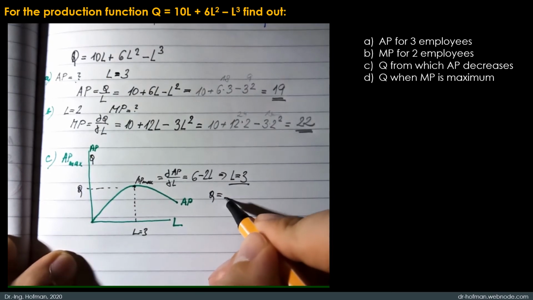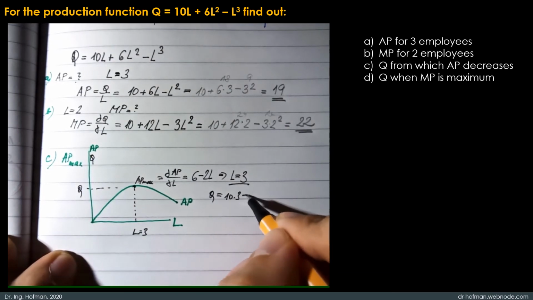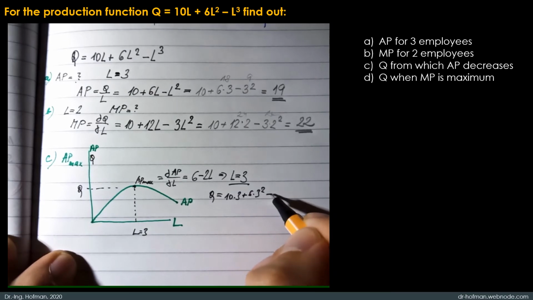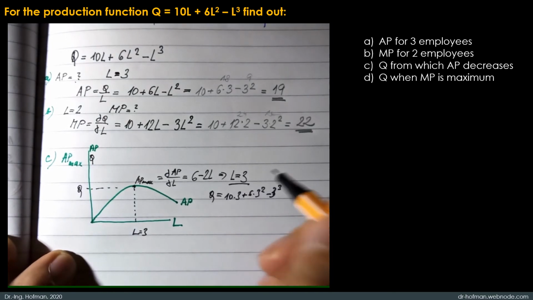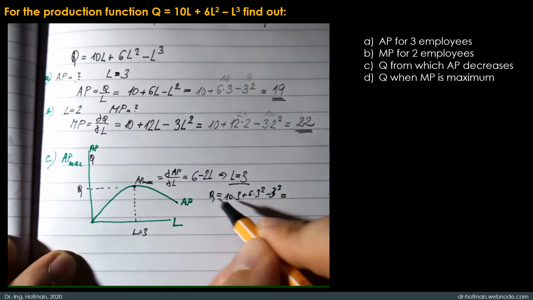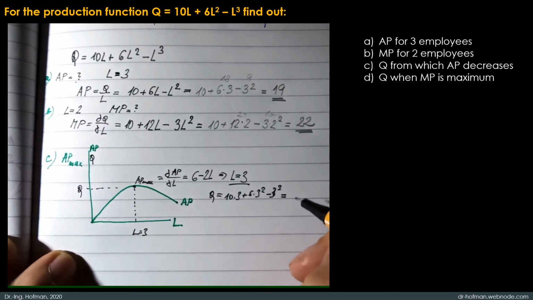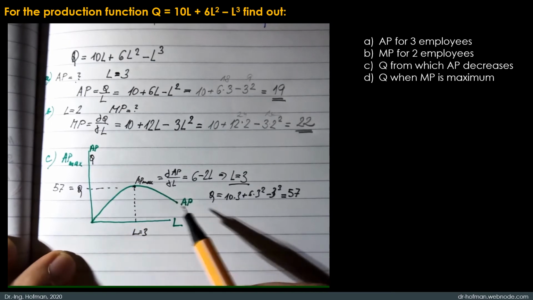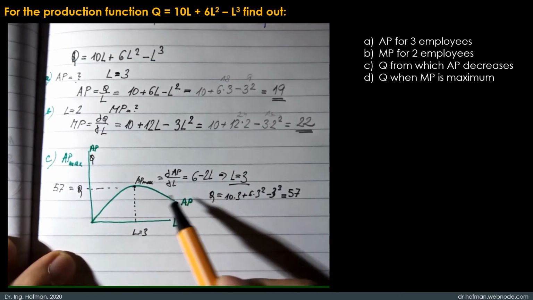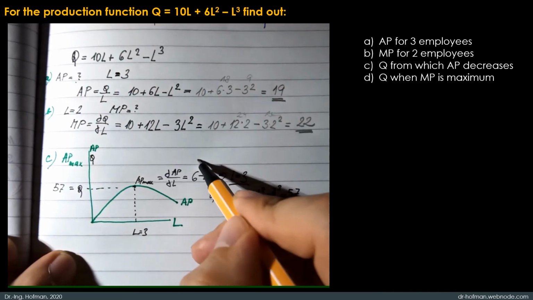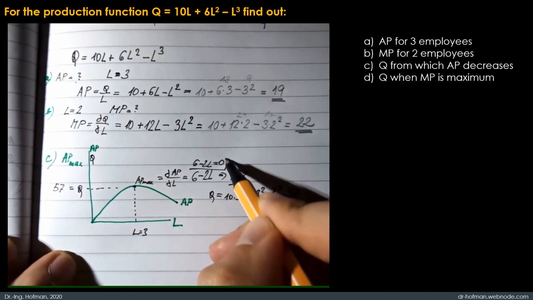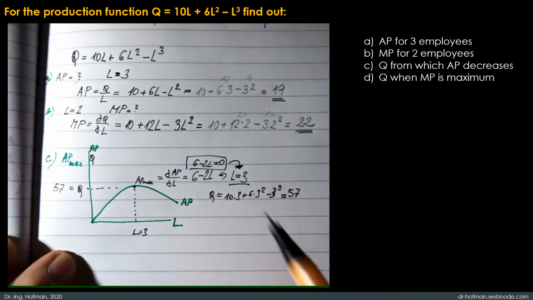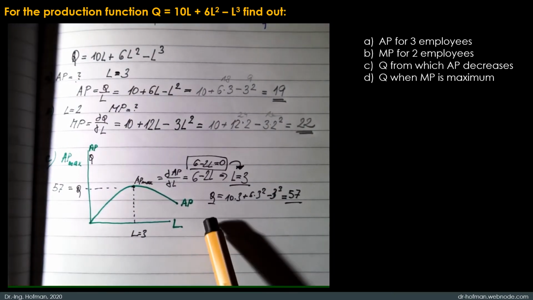If I substitute this L in the expression 10 times L plus 6L squared minus L cubed, I get 10 times 3 plus 6 times 3 squared minus 3 cubed, which is 57. Now I know both coordinates of the AP max point. So the level of production Q from which AP decreases is at the point 57, 3.